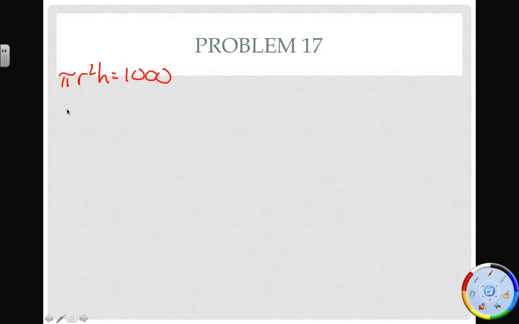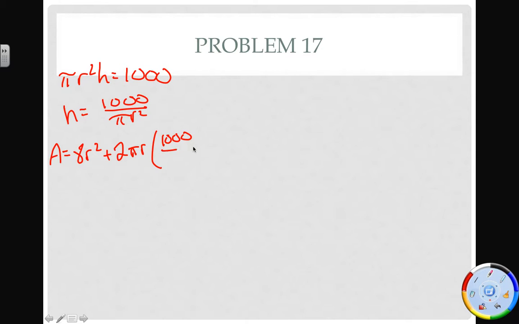So I need h in terms of r, so I'm going to do this really quick. I'm going to say it's 1,000 divided by pi r squared. And I'm going to use their area equation that they have. I have an area equation of 8r squared plus 2 pi r h. Well, h is now 1,000 over pi r squared. Simplify this down, I get 8r squared plus, that's 2 times 1,000 is 2,000. The pi's cancel, one of the r's cancel. I get 2,000 over r.